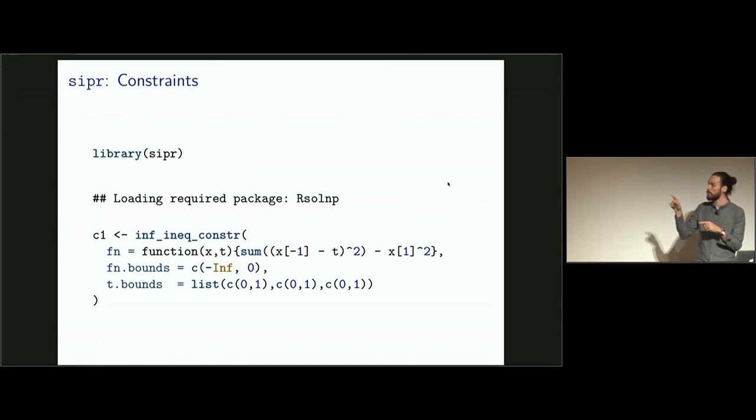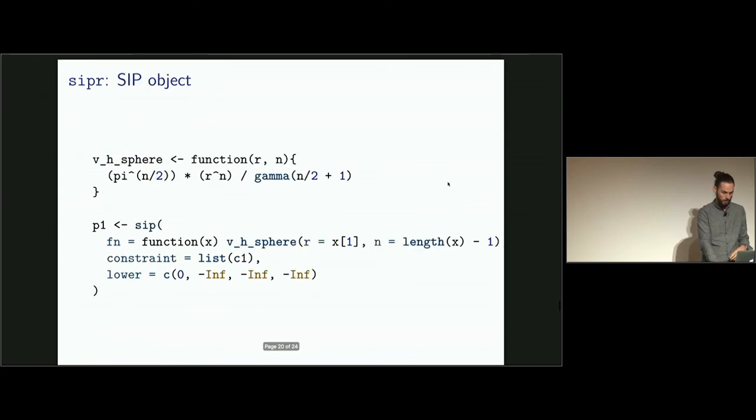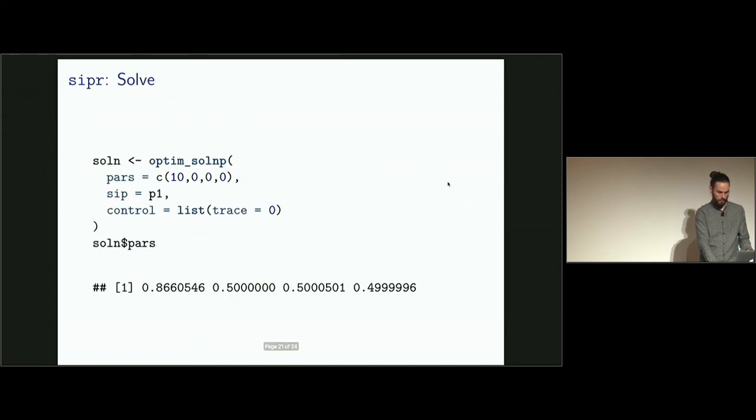And the bounds, I've just inscribed, I just have bounds on t which draw a cube in three-dimensional space between 0 and 1 on each axis. I coded up the volume of a hypersphere with a function, not too hard. I put it into this sip function which creates the actual semi-infinite programming object. And then I tried to solve.